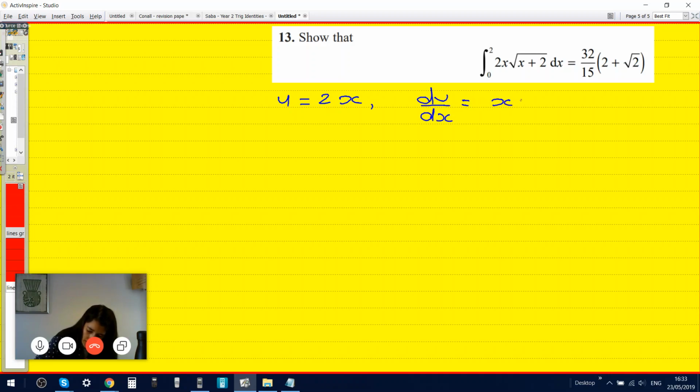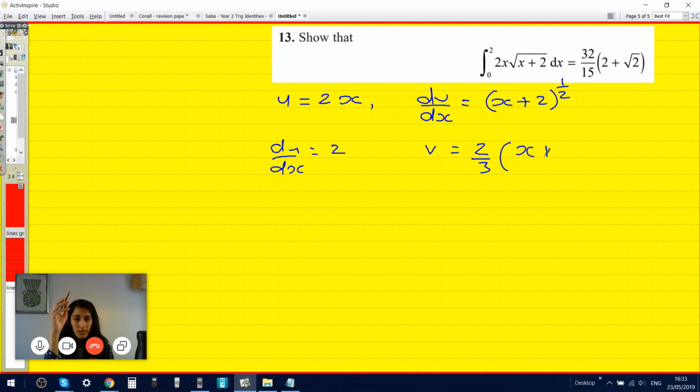So if y equals u dv over dx, u equals 2x, dv over dx equals x plus 2 to the power of a half, du over dx equals 2, and v equals, right, I forgot how you integrate x plus 2 to the power of a half. Okay, so increase by that. So 3 over 2. So is it 2 over 3, x plus 2, 3 over 2? Because there's no coefficient.